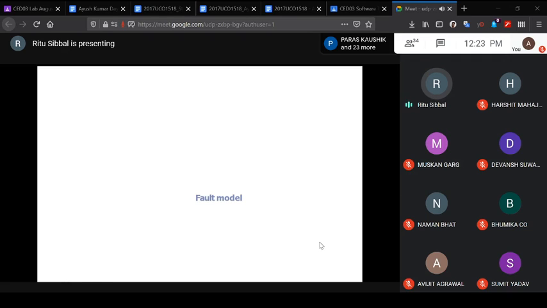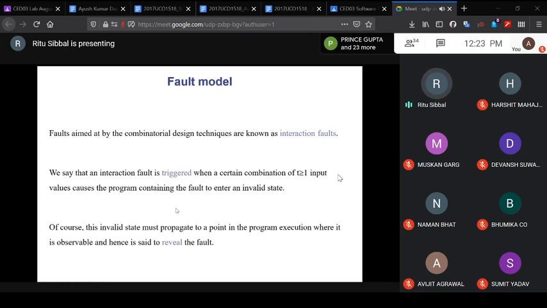So what we are going to study is, first of all, what is a fault model. So what is a fault model? Combinatorial design or testing technique is basically for finding faults due to interactions. ये तो अब हमको clear हो चुका है. Faults which are aimed by this combinatorial testing or combinatorial design techniques are known as interaction faults.